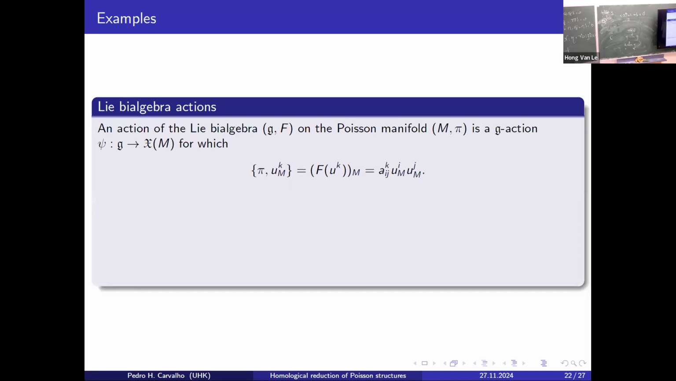So maybe I don't have time to go through all the details, but the point is that you have some action, you have a bivector, and this F here is a certain cocycle for the action of the algebra on the exterior power of G. But okay, doesn't matter. The important thing is there is something that acts, and the lack of invariance of the bivector, so this is the Lie derivative of the bivector with respect to the symmetry, is controlled by this data here.